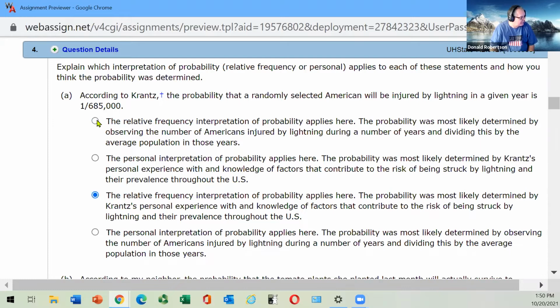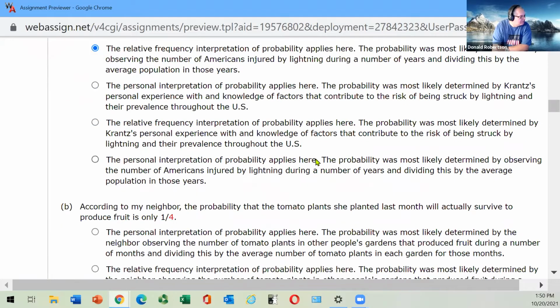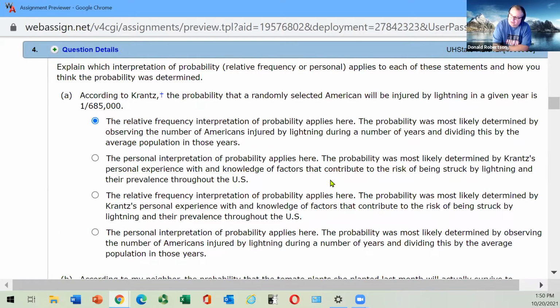And that's where it gets a little bit trickier between the two choices. So I'll read the first one. The relative frequency interpretation of probability applies here. We agreed on that. The probability was most likely determined by observing a large number of Americans injured by lightning during a number of years and dividing by the population. In fact, I'm going to stop reading. I think that's the one. Would you agree that seems reasonable? Yeah, the other one says something about personal experience. Yeah, I don't think we would use that. So if you get to the first one and you like it, you probably don't need to look at the other choice, if it's a good reason.